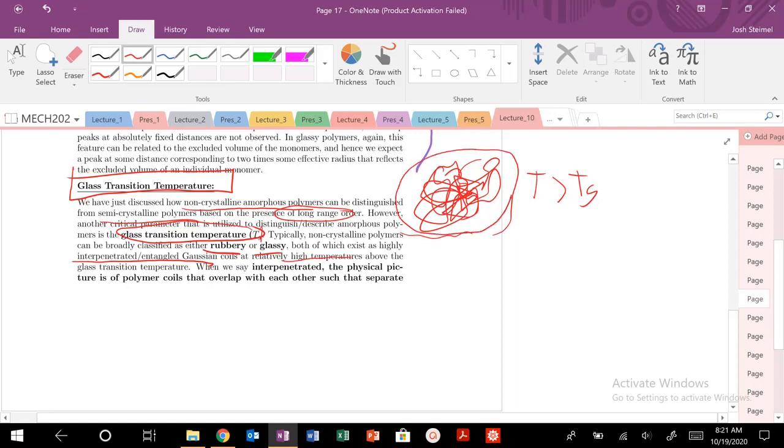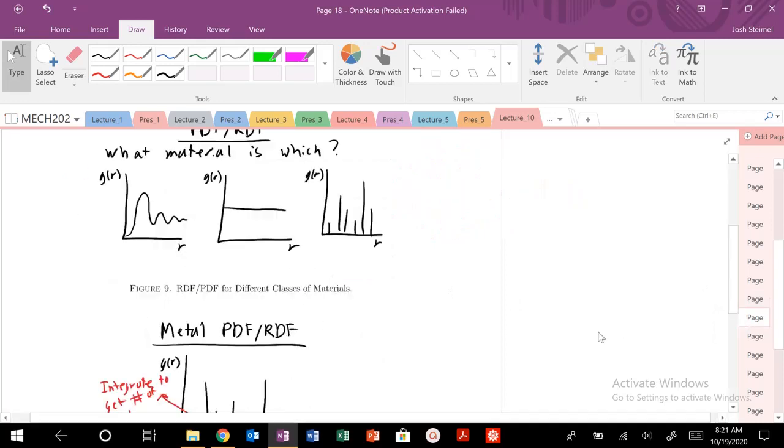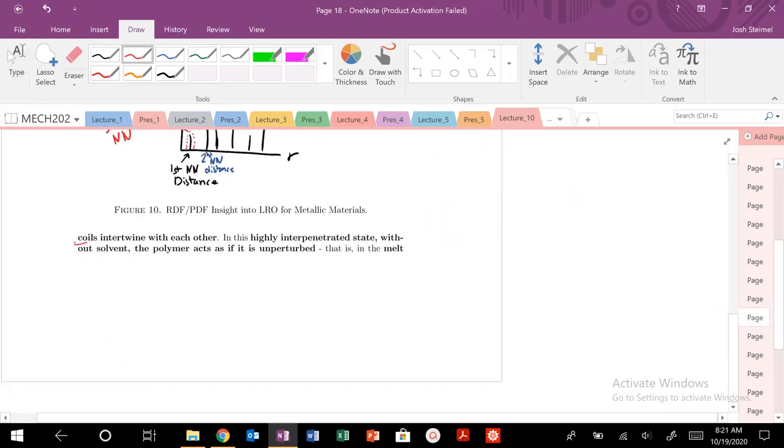We have these Gaussian coils, highly interpenetrated, and basically the physical picture here is that the coils overlap with one another, so your separate coils will intertwine. So basically it looks like spaghetti. That's always the typical picture for above your Tg in the melt state of your polymers. So in this highly interpenetrated state, no solvent.